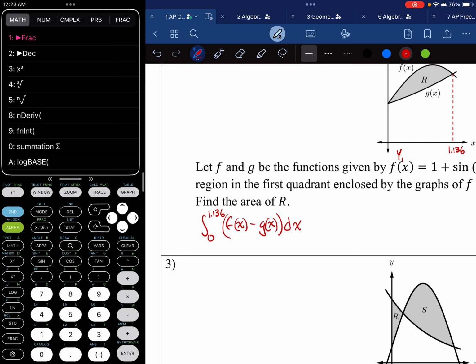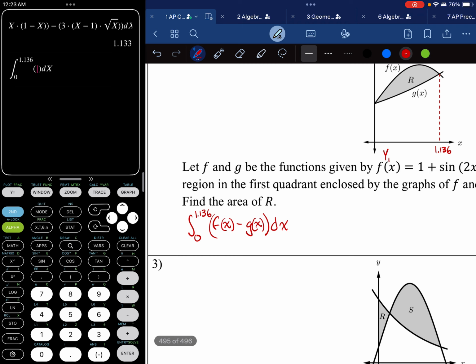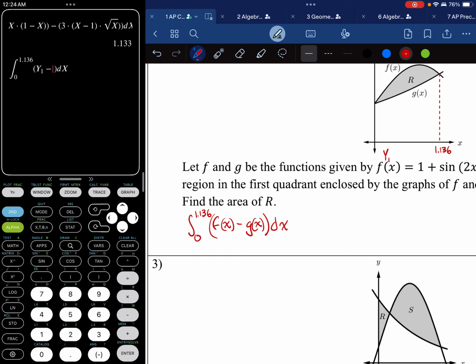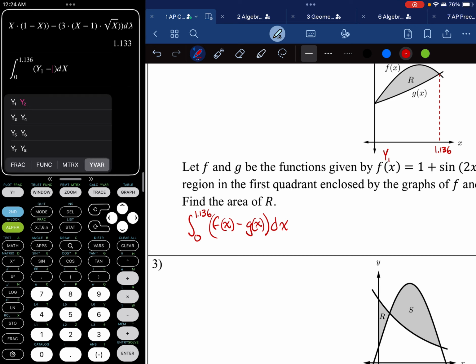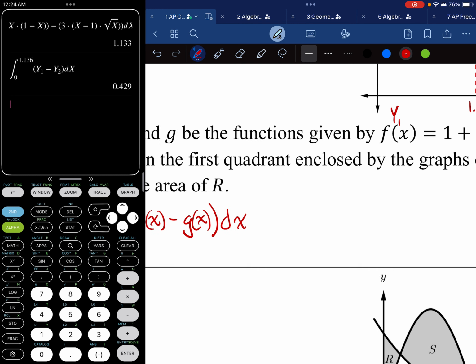I'm going to type in math 9, integral between 0 and 1.136, and f of x is always my y1, so I'll say alpha trace y1 minus alpha trace y2, and hit enter. So what do we get here? We're going to get 0.429, and box it.